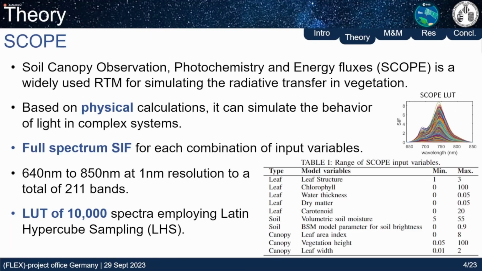As I mentioned before, we use SCOPE to obtain our lookup tables. SCOPE is widely used mainly in vegetation products, as it takes into account the interaction of solar radiation with the leaves, the stems, and also the soil, as well as the fluorescence emission of vegetation. These RTMs are based on physical properties and can simulate the behavior of the light throughout the leaves and the vegetation of the simulated models.